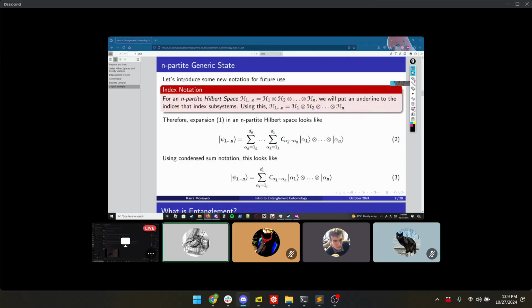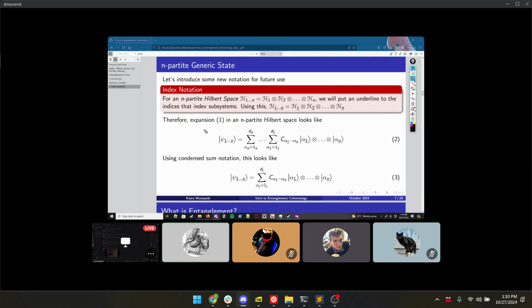And we're going to have to use some new notation, because when we get to larger spaces, we'll have what we'll call an n-partite Hilbert space, which is just a product of n subsystems, which are each Hilbert spaces. And we're going to underline the indices that index the subsystems. So instead of having just 1 to n, we're going to have underlines under them so that we know they're referring to subsystems.